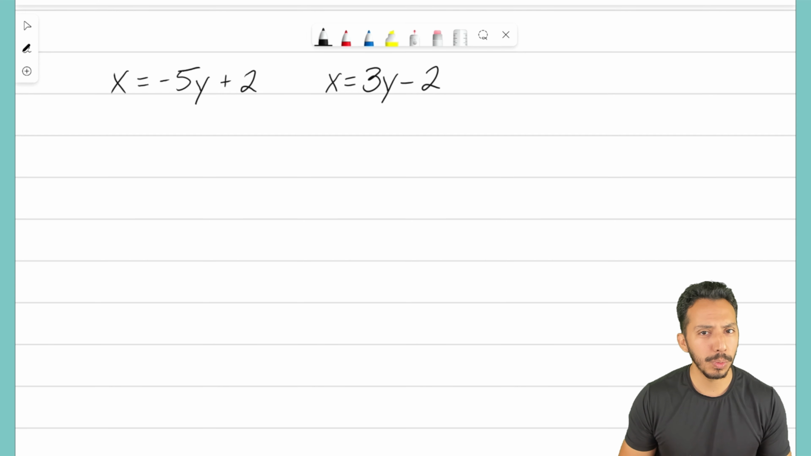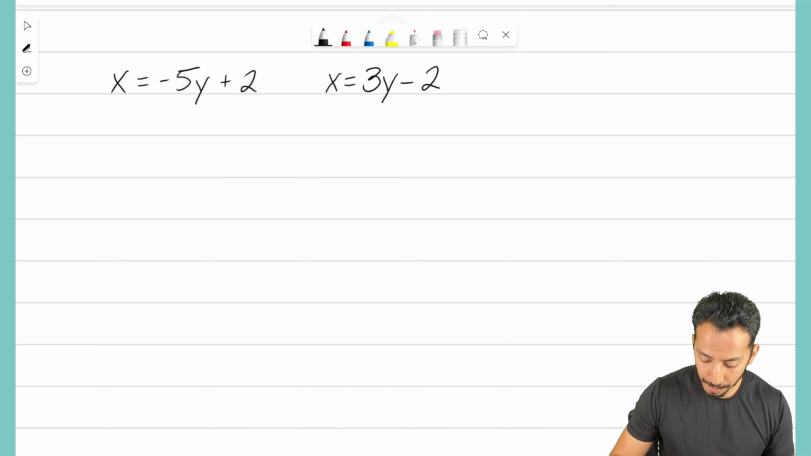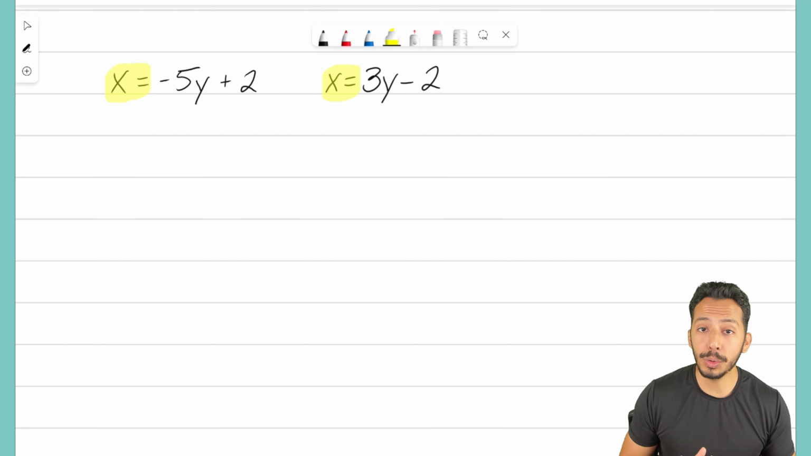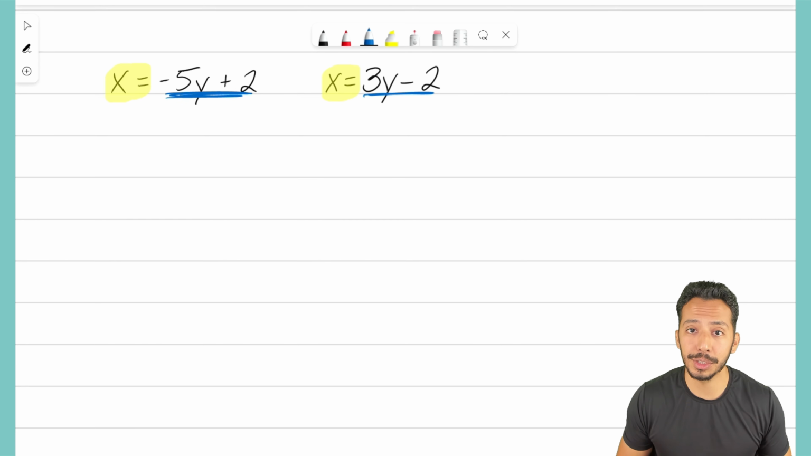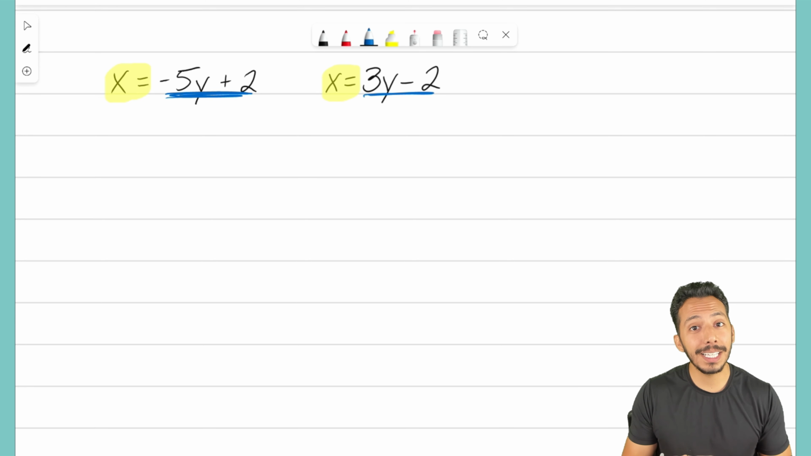And you might be thinking, whoa, these are not written in y equals mx plus b form, right? We're used to mx plus b. These two equations are not written that way. But we can still use the equal values method to solve this because both equations are equal to the same variable. Notice that we have x equals negative 5y plus 2 and then x equals 3y minus 2, right? Both of those expressions equal x. And since they both equal x, then that means that they must equal each other. That's what equality is. They both equal the same thing, then they must be equal to one another.